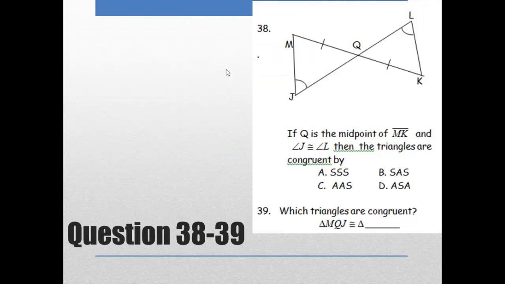Question 38 and 39. Okay. If Q is the midpoint of MK, good stuff, and J is congruent to L, okay, good, then the triangles are congruent by which one of these postulates or theorems? So we also got to look at what else we know about these two triangles, and I know that I've got some vertical angles right there. So I would say that these two triangles are congruent by angle, angle, side. So remember, you got to go consecutively around the triangle. Angle, angle, side.